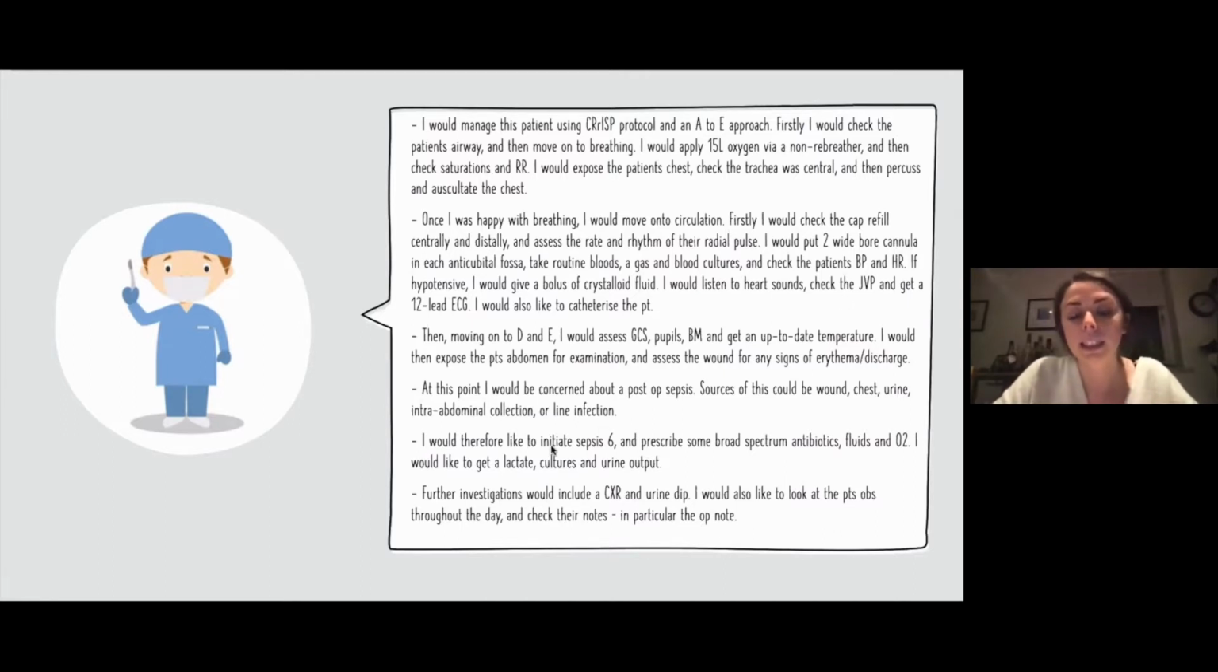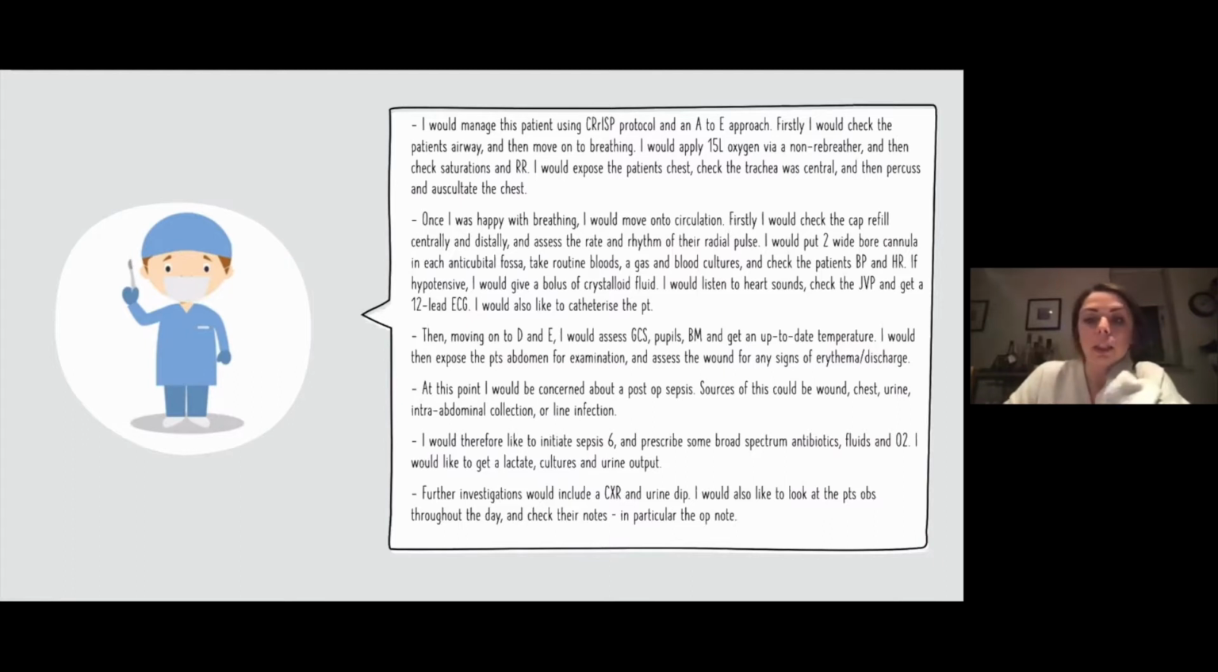Then moving on to D and E, I would assess GCS, pupils, blood sugar and get an up-to-date temperature. I would then expose the patient's abdomen for examination and assess the wounds for any signs of erythema or discharge. So that's my A to E. At this point, I'd be concerned about a post-op sepsis.